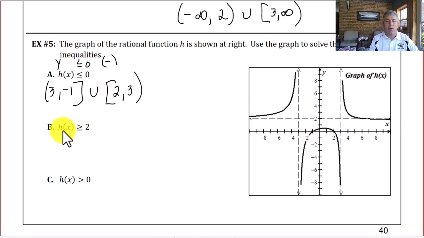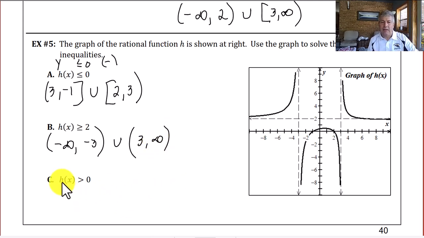In B, they want the y values that are greater than or equal to 2, so we have a horizontal asymptote here at 2. So the x's in which the y's are greater than 2 go from -infinity to our asymptote at -3. And it also goes from our asymptote at 3 to +infinity. So in interval notation, we'll write that as -infinity to -3, non-inclusive, union with 3 to infinity.